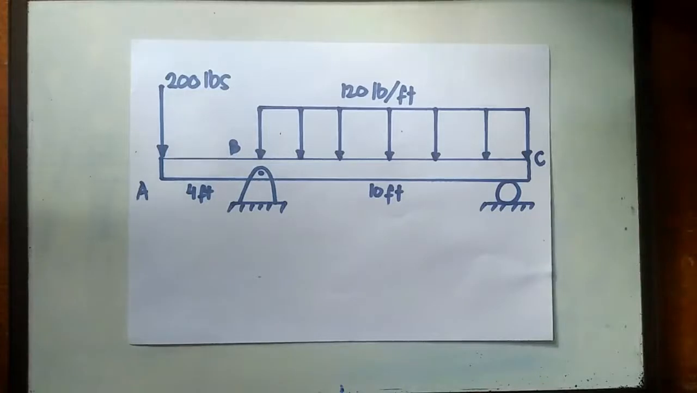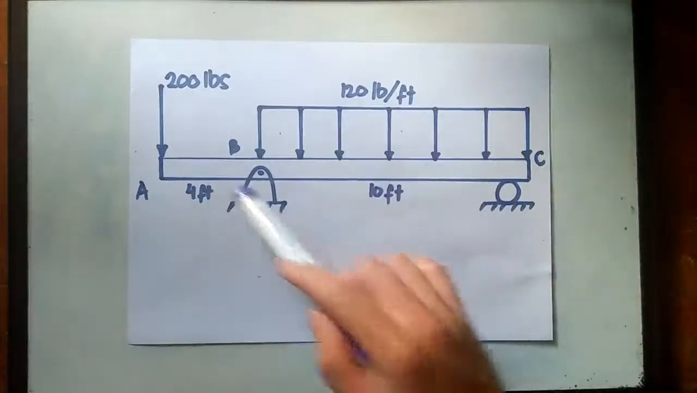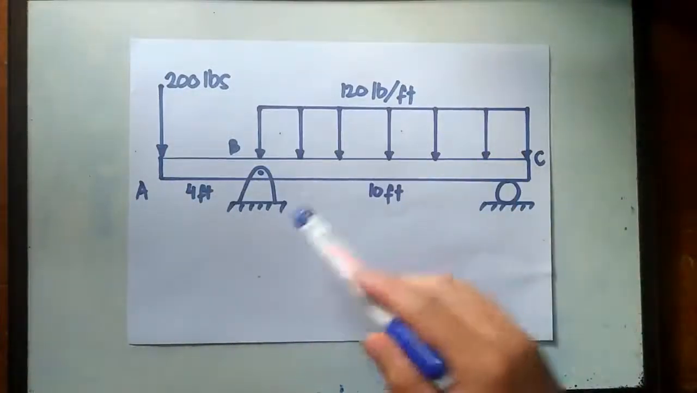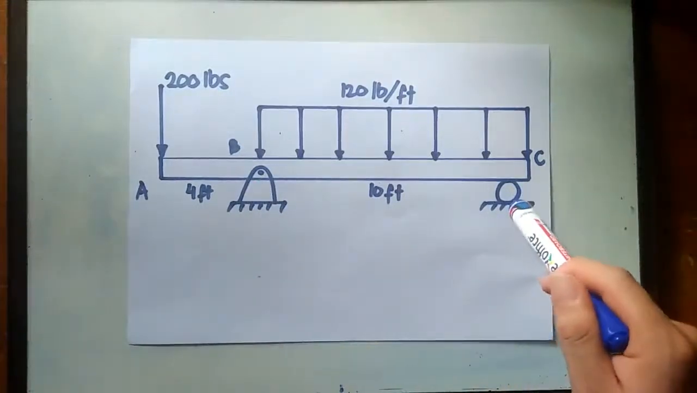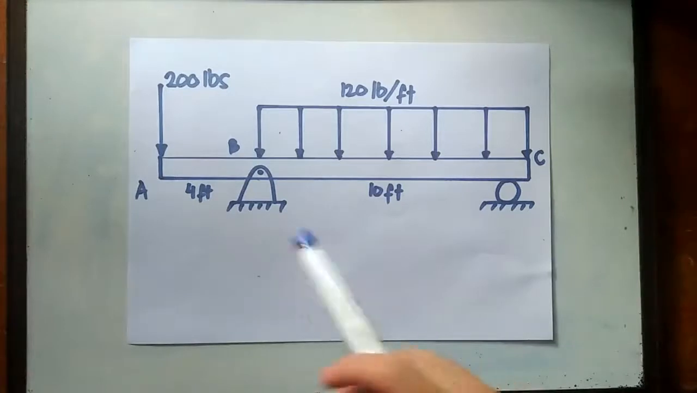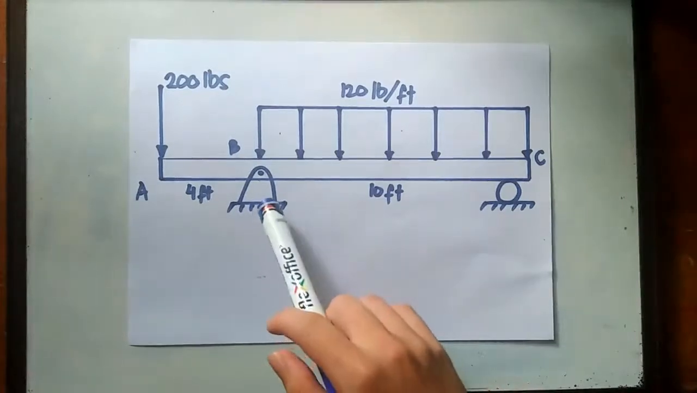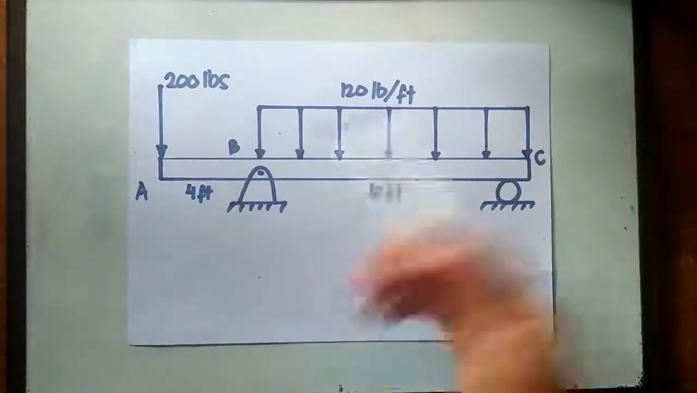So in solving shear moment diagrams, since we have this flat beam over here supported by two types of supports, we have the pin at point B and we have a roller at point C. The first thing that we must do in solving these kinds of problems, and our supposed goal here is to graph the shear moment diagrams, is we must try to solve first the reactions for both supports. That's why it's called a structure, because it has supports.